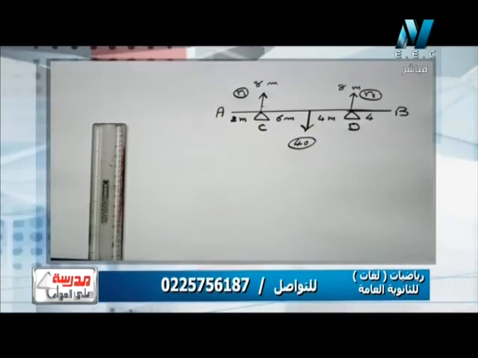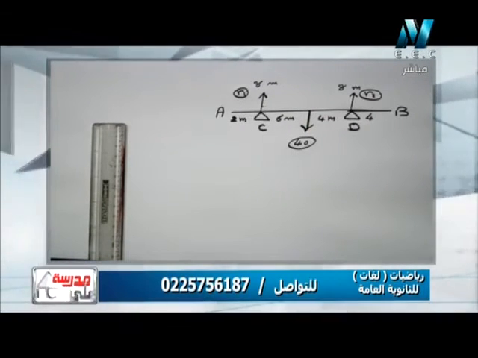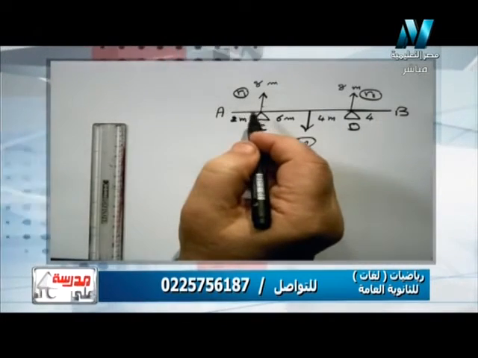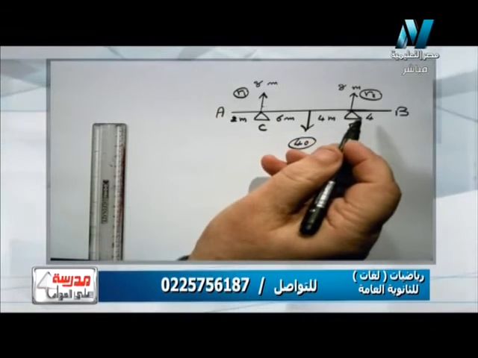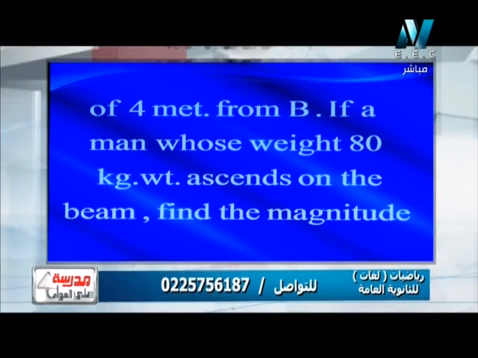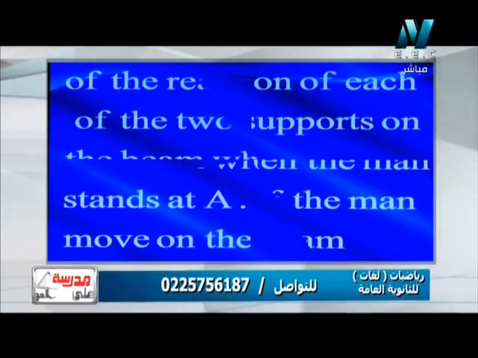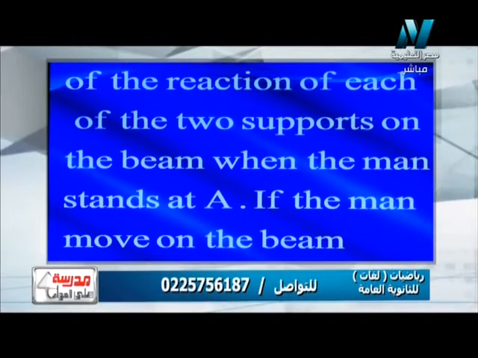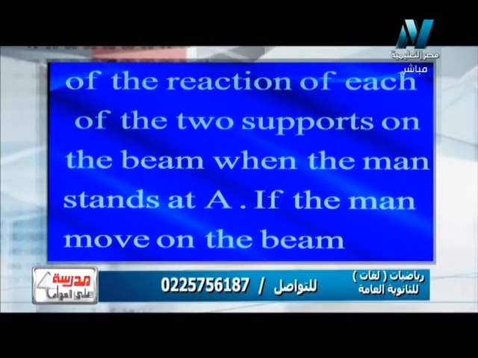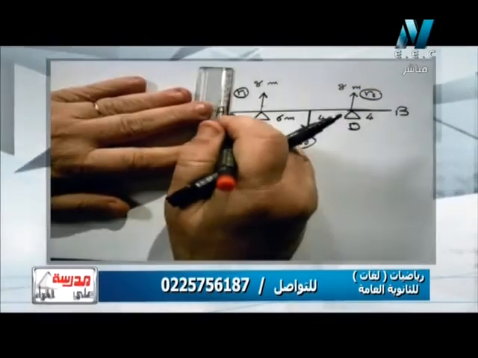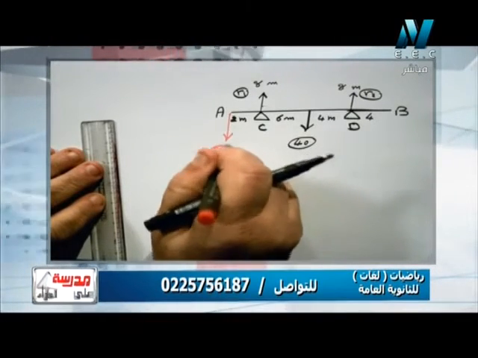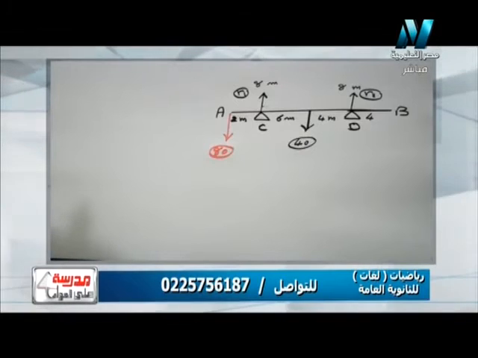بعد كده ابتدى بقى ايه في المسألة بيقول ايه: if a man whose weight is 80 kilogram weight ascends on the beam. في عندنا man of weight 80 kilogram weight moves on the rod. فطالب مني ايه: find the magnitude of the reaction of each of the two supports on the beam when the man stands at A. يبقى أصبح the man lies on A، 80 كيلو جرام ويت. طالب مني R1 and R2.